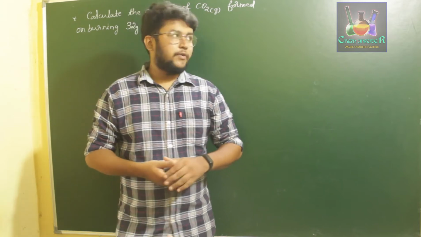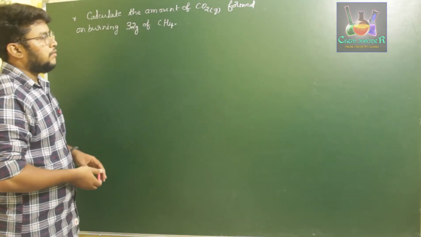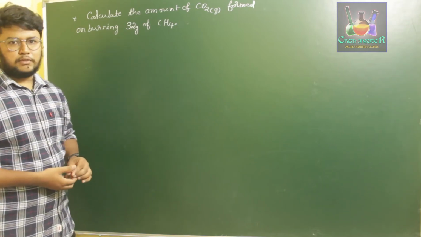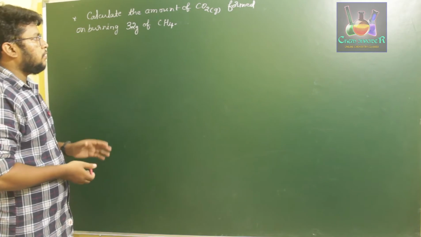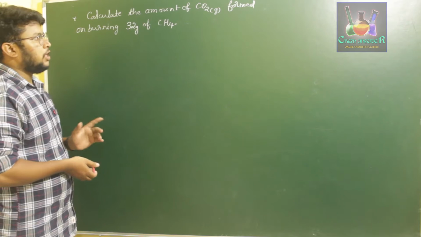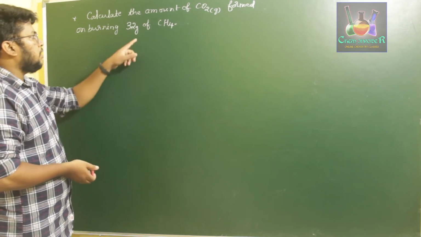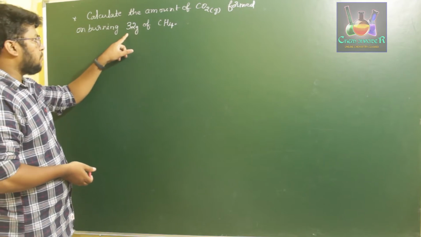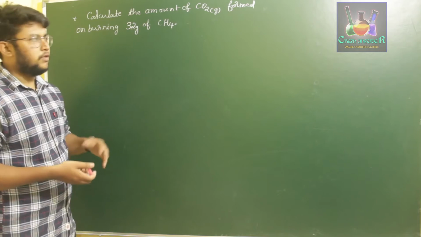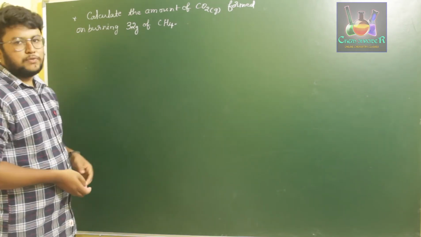So for that, we have a first problem which states: calculate the amount of carbon dioxide formed on burning 32 grams of methane. That is, if you are burning 32 grams of methane, what will be the amount of carbon dioxide formed? We need to calculate the amount of carbon dioxide formed in grams. We have been given 32 grams of methane, so we need to find the mass in grams of carbon dioxide formed by burning CH4.